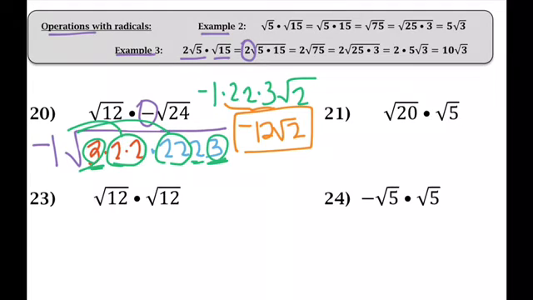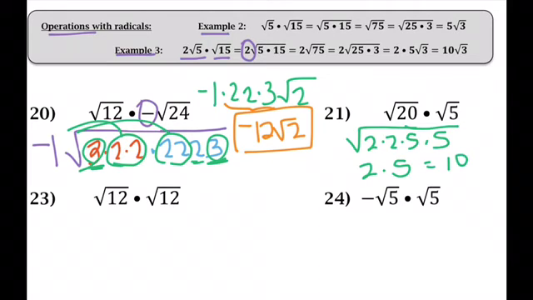Okay, number 21, square root of 20 times square root of 5. If you happen to know what 20 times 5 is, it's the square root of 100, and the square root of 100 is just 10. If you know that, it becomes easier that way. However, if you don't happen to notice that, you could do square root of 20 is 4 times 5, and then times square root of 5, so you have another 5 under the radical. You have a pair of 2's and a pair of 5's, nothing left underneath. And so that's equal to 10. Okay, pause the video and do 23 and 24.